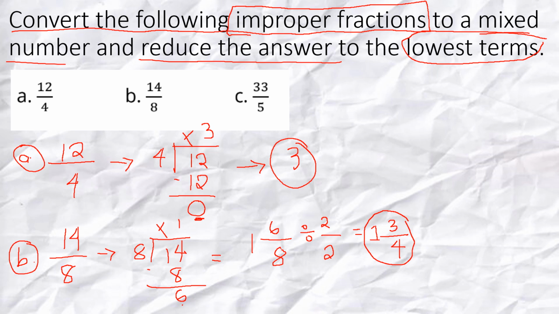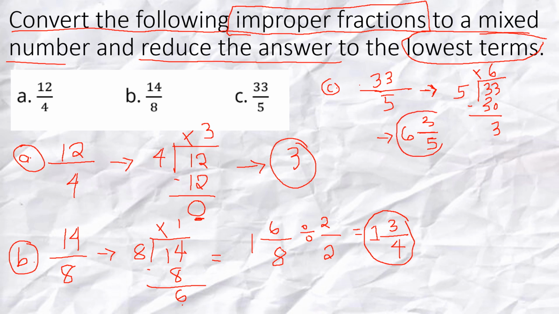For the last letter, we have letter C, 33 over 5. So divide the numerator 33 by the number 5. 33 divided by 5 is 6. 6 times 5 is 30. 33 minus 30 is 3. So the mixed number for this is 6 whole and 3 over 5. Since 6 whole and 3 over 5 is already in the simplest form or lowest term, this is now your final answer.